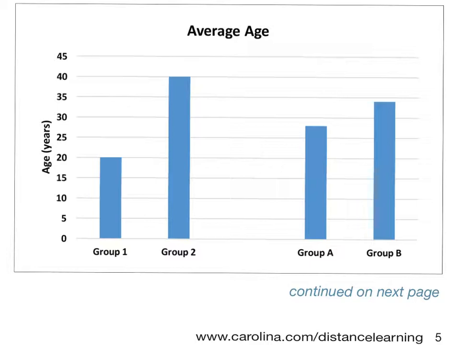For example, if we just look at the average ages of different groups of people, it looks like the average age of group 2 is much different from the average age of group 1. It also looks like the average age of group B is pretty close to the average age of group 2. Those are factual statements that you can't argue with, right? Because we define average. The question is, is that a true representation of the groups?